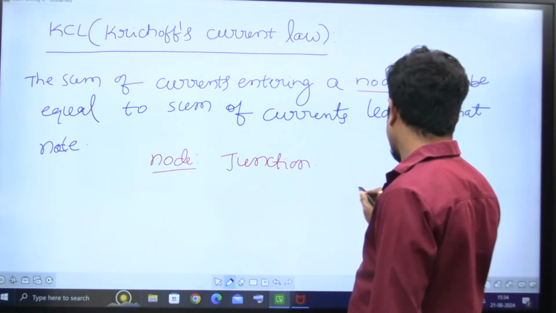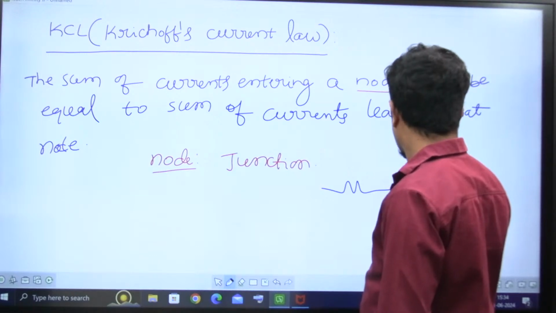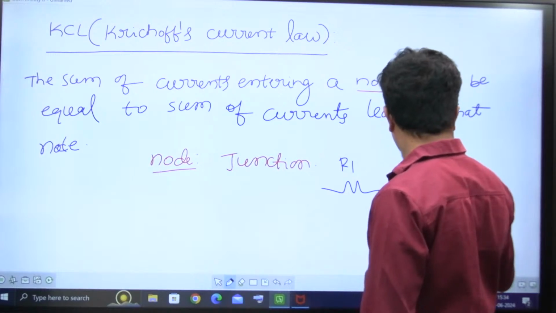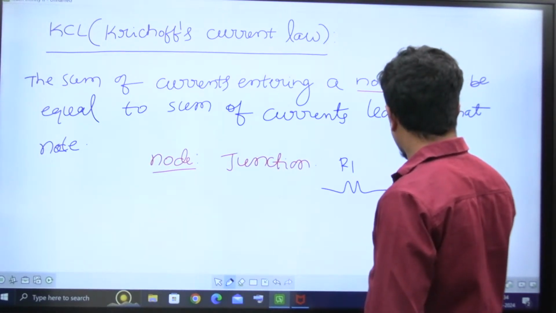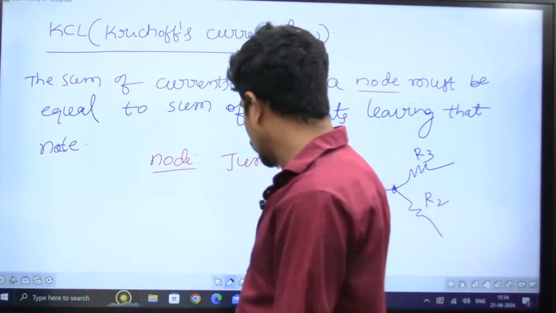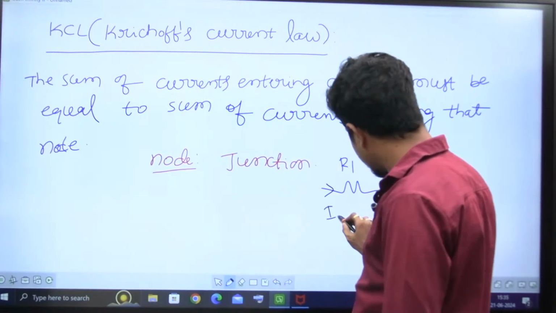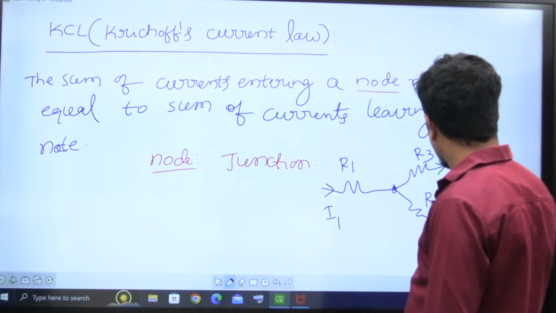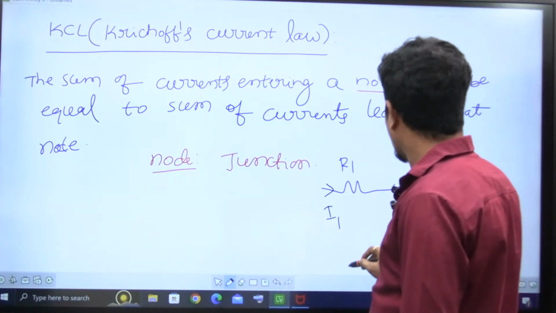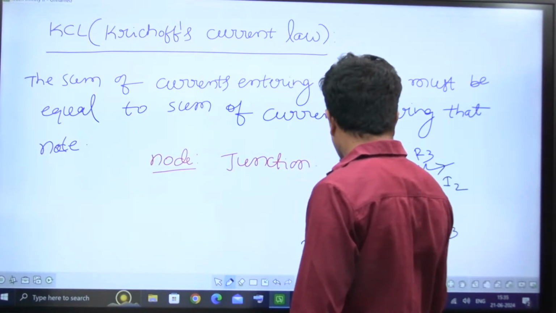Suppose I write like this. Here, this way I connect. I say this one has R1, this one has R2, this one has R3. Why these are connected, you leave all those things. Now, current I1 is coming here, and this is I2 and I3. According to KCL, at this node, I1 is coming. That is equal to the sum of the outgoing currents, I2 plus I3.